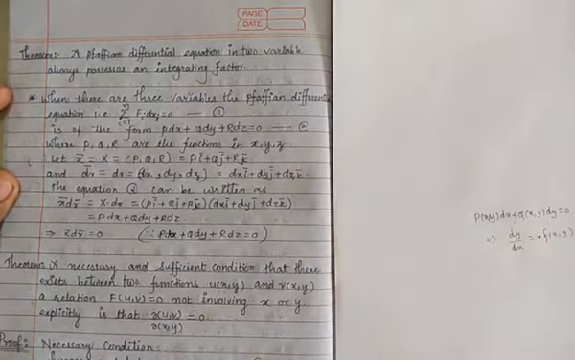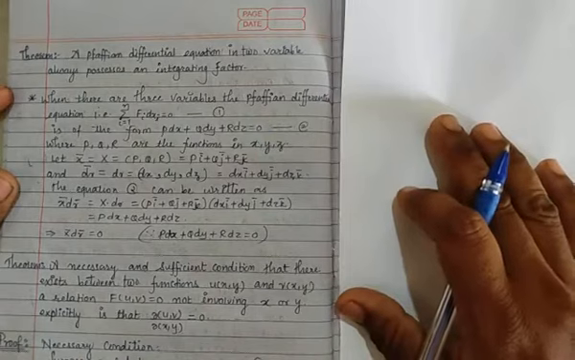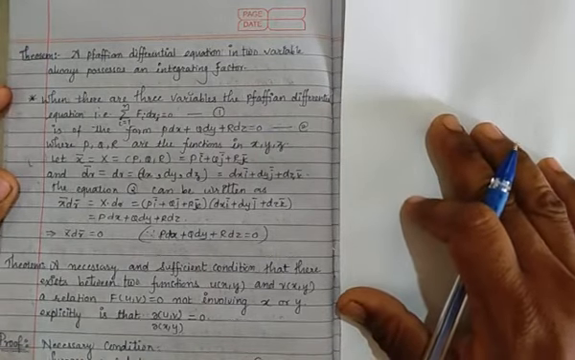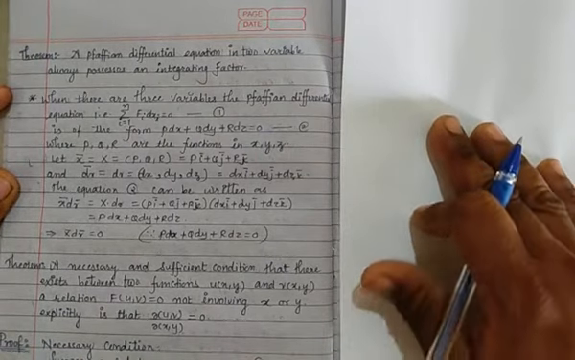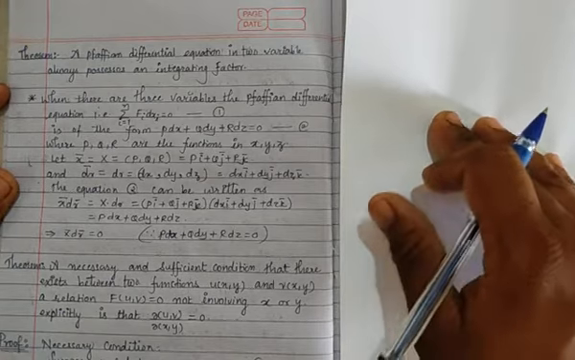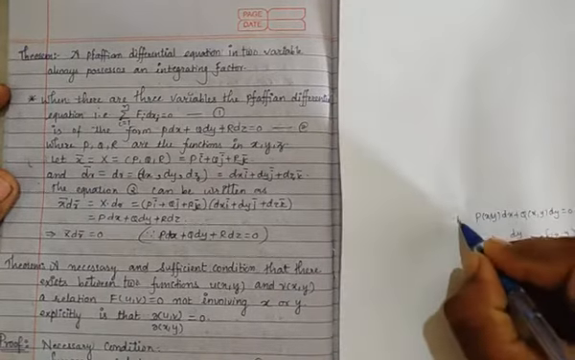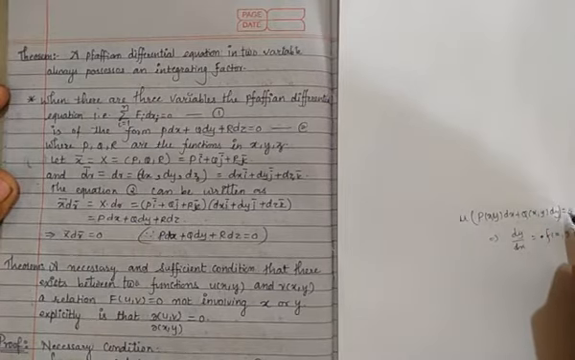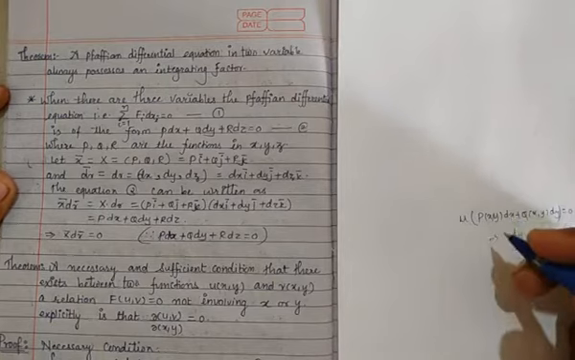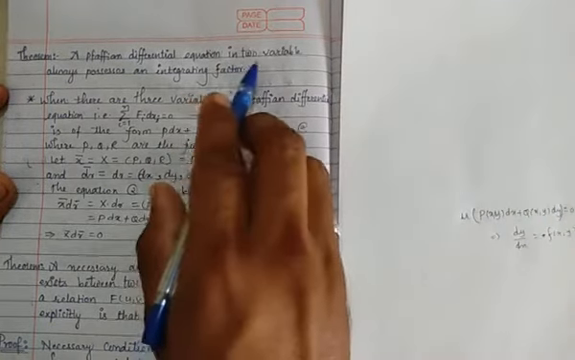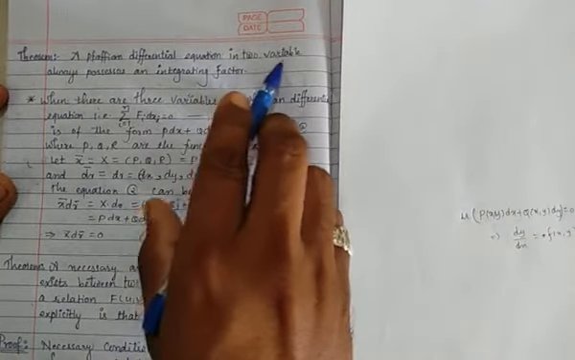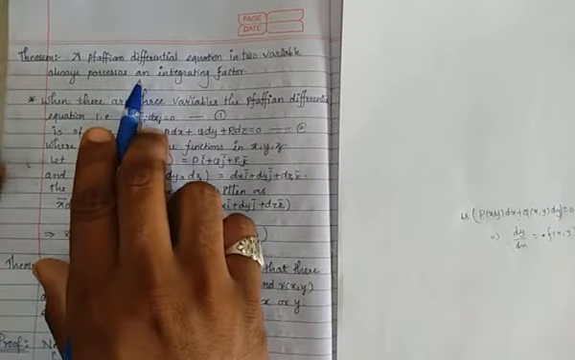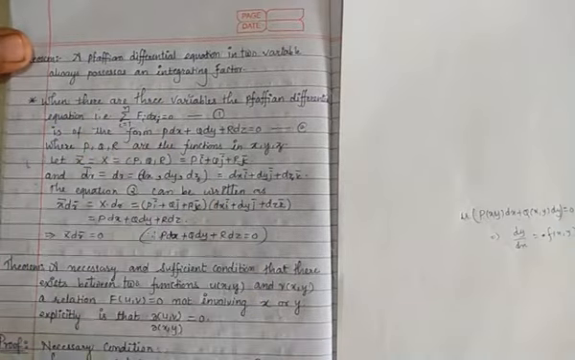Now next we will see the theorem, only the statement. A Pfaffian differential equation in two variables always possesses an integrating factor. So here we have seen mu p(x,y) dx plus q(x,y) dy equal to 0. This is an exact differential equation, so mu is an integrating factor. So any differential equation in two variables always possesses an integrating factor.